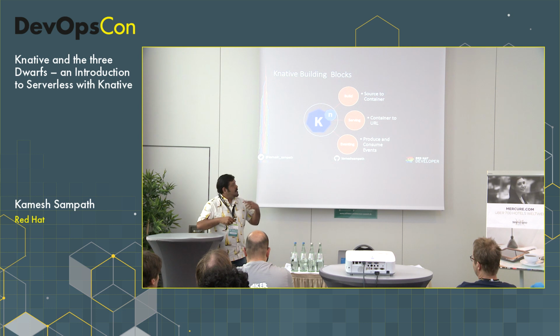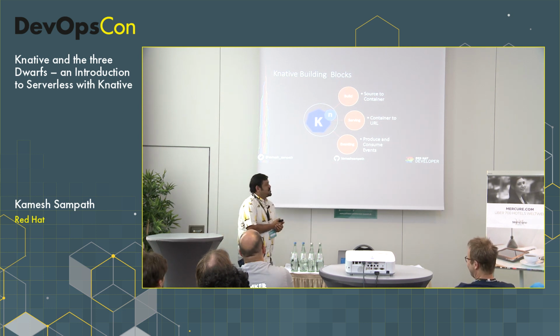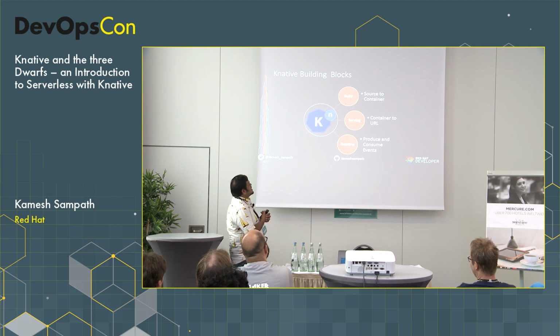But unfortunately, now it has been reduced to 2 dwarfs now. So I need to change that. The first one, the Knative, which says that I need to do a build. So what does build do? Build basically takes your source and then builds them and converts them into containers.